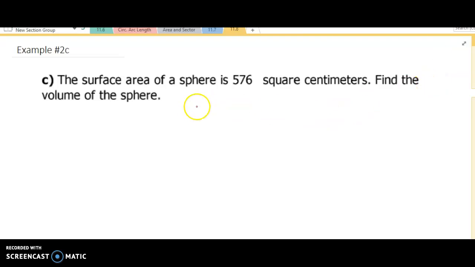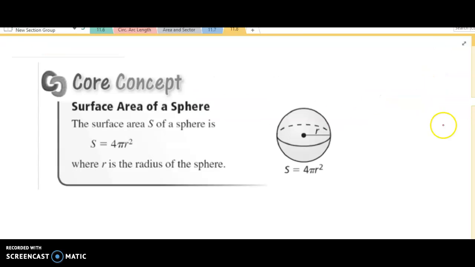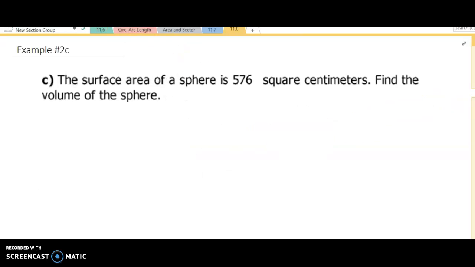All right, guys, so I goofed a little bit here. 2C should have been after we introduced the surface area formula. So we're going to look at this surface area formula first. Okay, so the surface area is 4 pi r squared. So if we're going to paint the outside of the sphere, how much we paint would be 4 pi r squared. Okay, so now let's go back to example 2C.